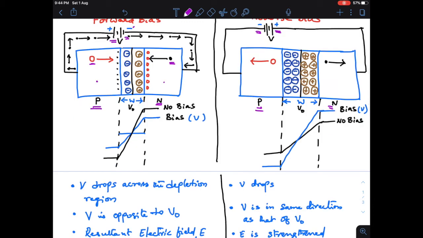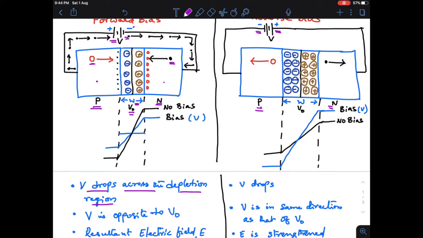Now, what is this one? This is the width of the depletion region and V0 is the barrier potential, where you will have immobile charges. Now, when you apply a forward bias, what will happen? There will be a voltage that this applied voltage drops across the depletion region.